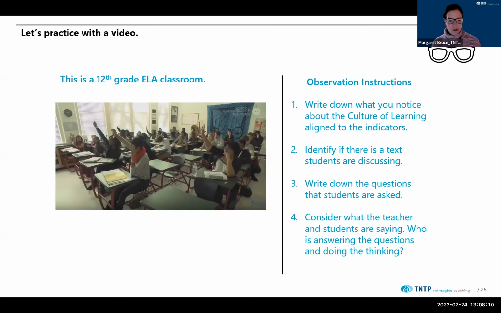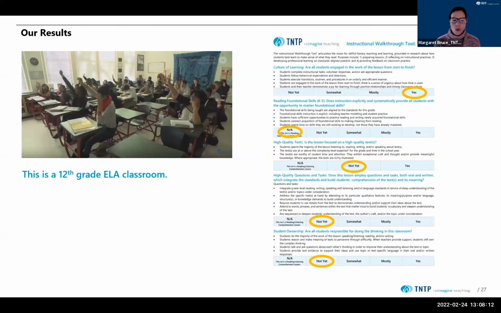And so for culture of learning, TNTP identified that yes, students are participating, volunteering, asking questions, and appear engaged in the lesson. Strong relationships between the teacher and the student appear evident in the way that the teacher is engaging with them and the back and forth conversations and the participation more generally. So we were a yes there. In terms of reading foundations, this is a 12th grade lesson, so that is not applicable.